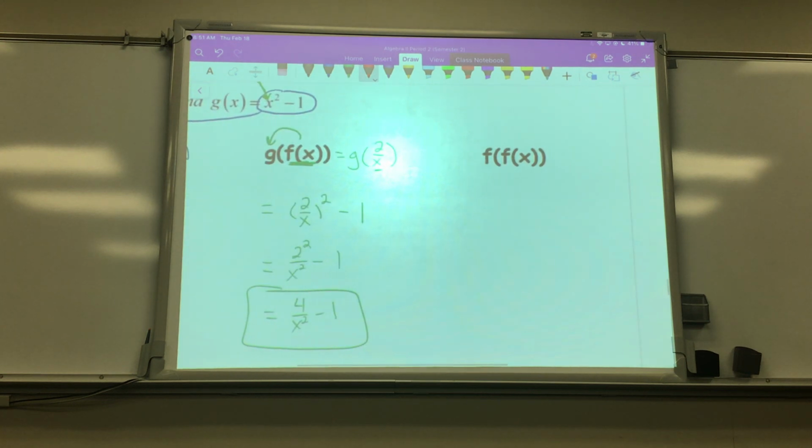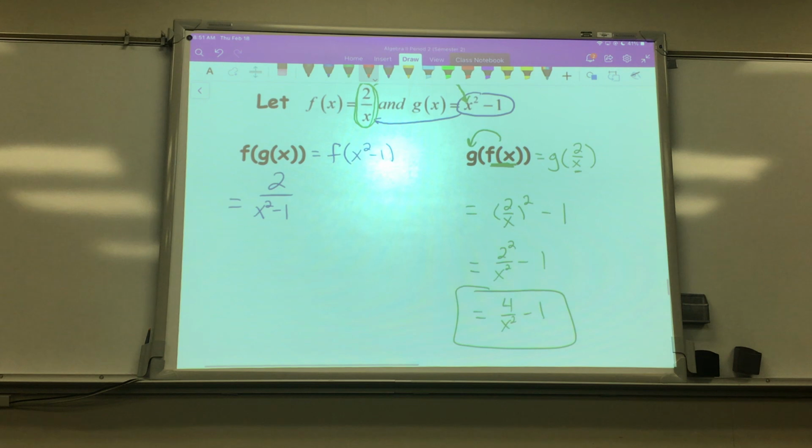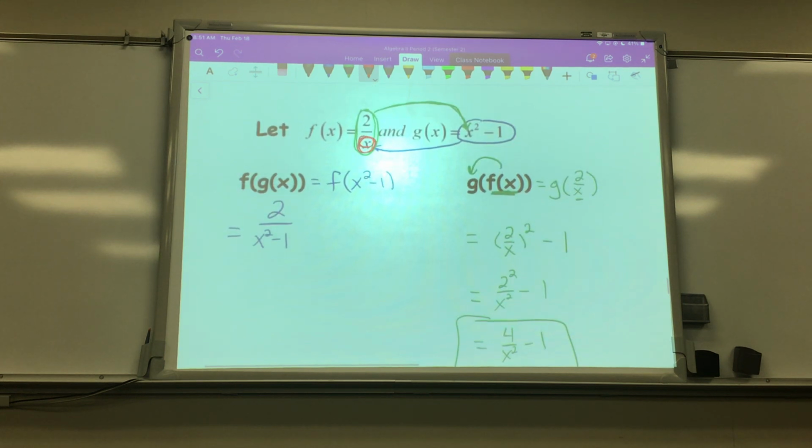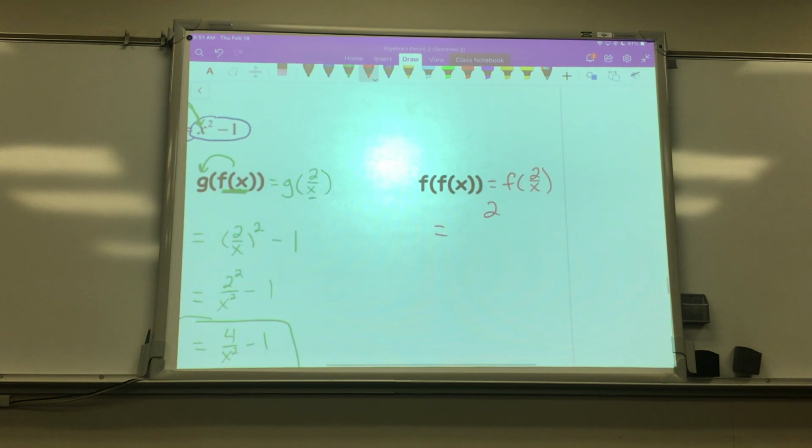Okay, f of f of x. That's 2 over 2 over x. So that's saying f of 2 over x. That's saying I'm going to replace this part with 2 over x, correct? So what this one comes down to is you're taking this function and plugging it back into itself. So 2 over x, right? I'm just going to replace that x with the parentheses. What am I replacing x with? 2 over x.